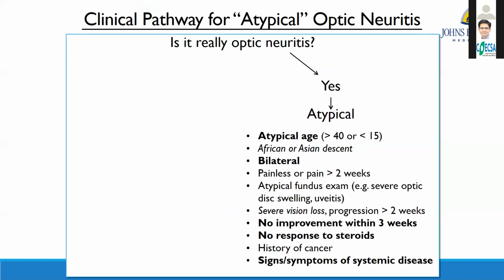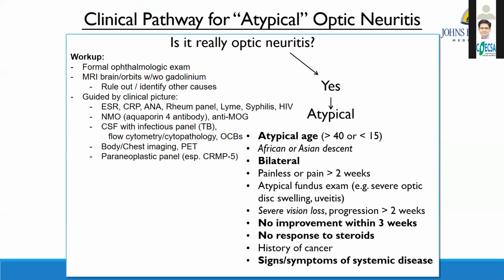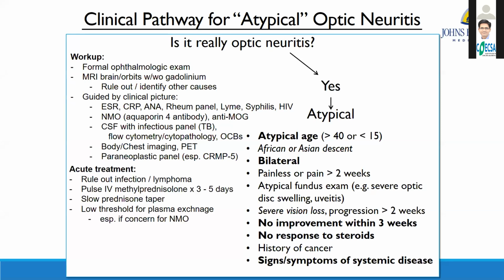If in this diagnostic pathway you end up in the atypical pathway, you're really going to do the same, except you're going to do some extra tests. You're going to look for signs of systemic disease with expanded laboratory investigations. You're going to think about CSF studies to look for infectious causes, especially TB in our setting. You may think about investigating for an underlying malignancy or a paraneoplastic process as well.